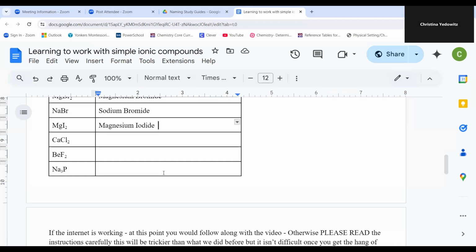Okay, let's come back. Our last three. This would just be calcium chloride. This one is beryllium. Yes, you have to know how to spell it. Fluoride. And this one is sodium. Now, this one definitely might have thrown you off. Is phosphorus.